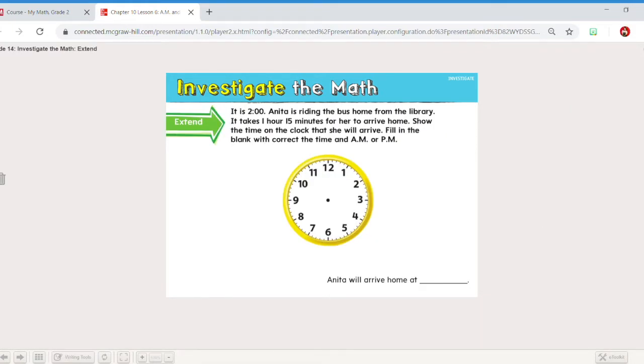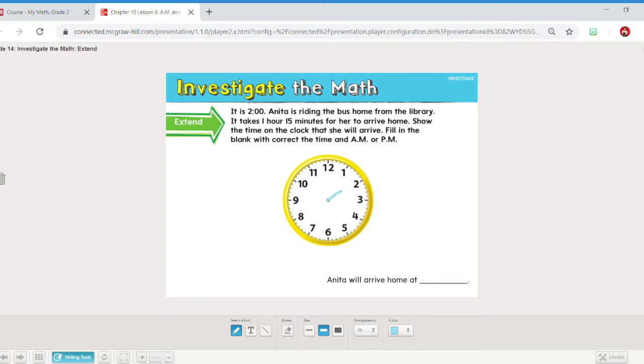It is 2 o'clock. Anita is riding a bus home from the library. It takes 1 hour, 15 minutes for her to arrive home. Show the time on the clock that she will arrive. Fill in the blank with the correct time and AM or PM. So that's important now to add the AM or PM. Otherwise, we might not know what time, if she's getting home in the morning or the evening.